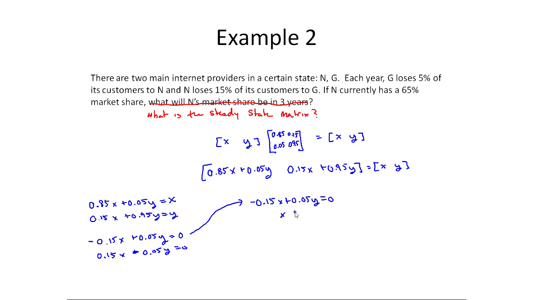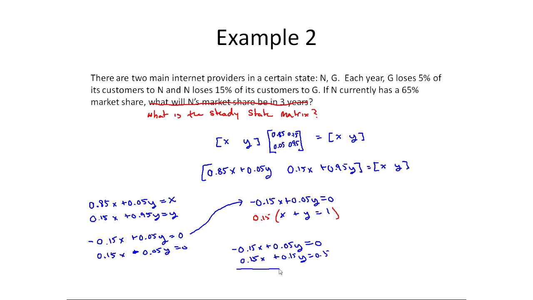And then I add in the equation from the property of being a steady state matrix. The x and y have to add up to 1. Now I solve this system, and it'll give me the steady state. I'll go with the same pattern I did before: multiply this one by 0.15 and see what I get. When I do that, the first equation will stay the same, and the next equation will be 0.15x plus 0.15y equals 0.15.